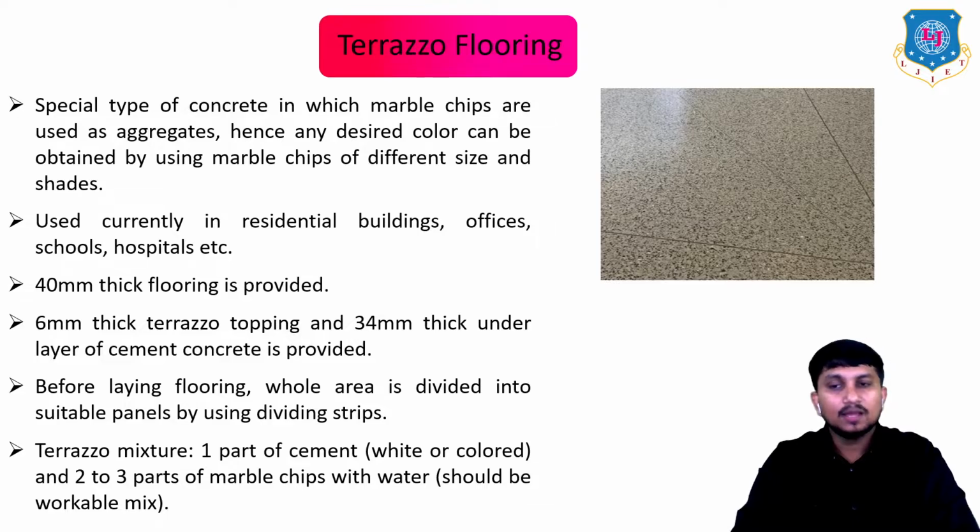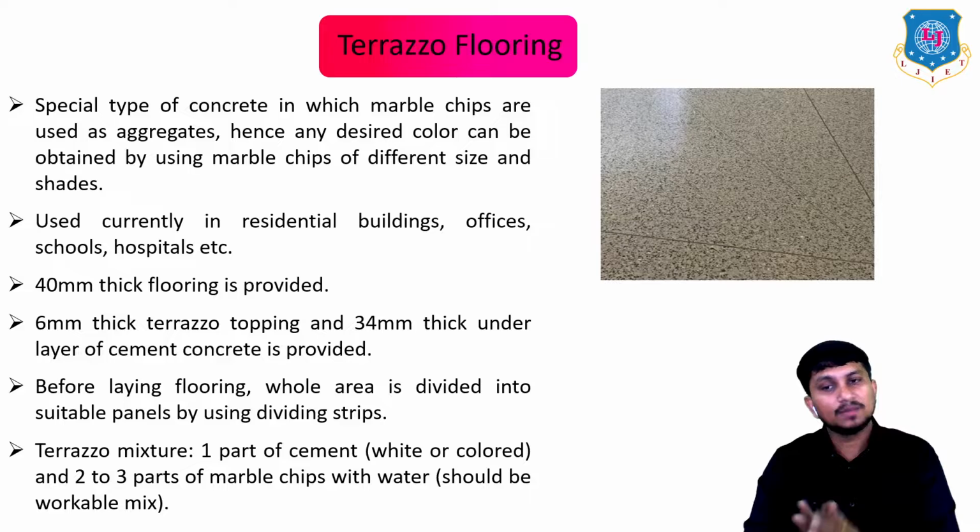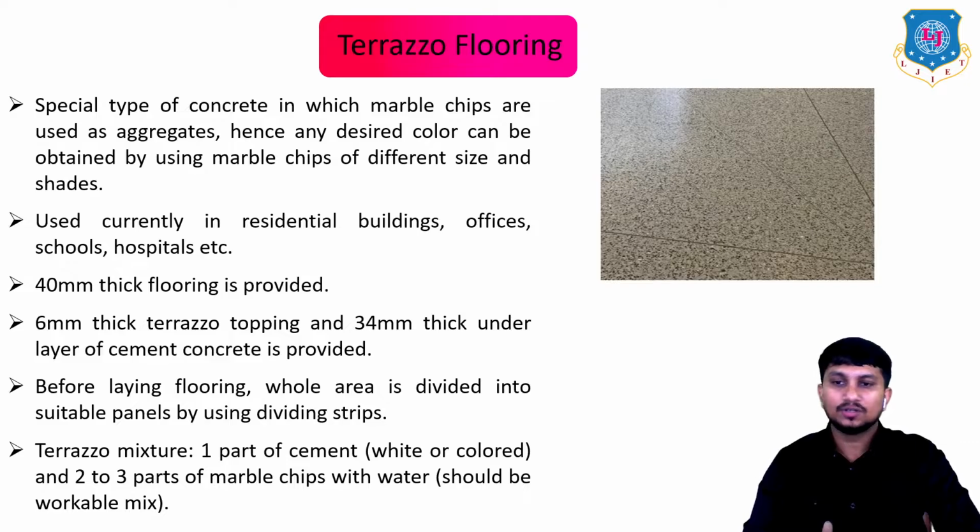flooring. Okay. Before laying flooring, the whole area is divided into suitable panels by using dividing strips. Then terrazzo mixture, one part of cement, or you can say white or color cement, and 2 to 3 parts of marble chips with water is used. Okay, so the proportion is 1 and 2, or you can say 1 and 3.